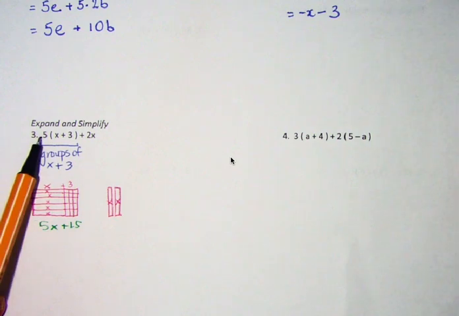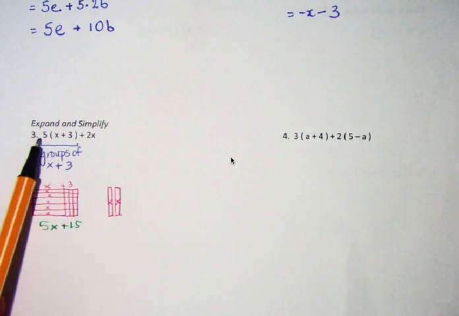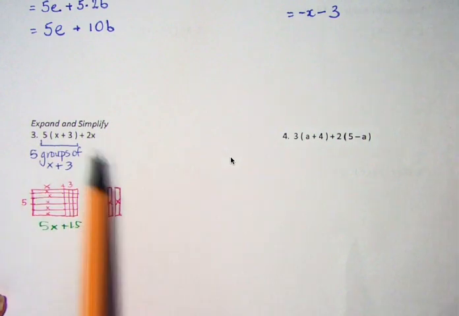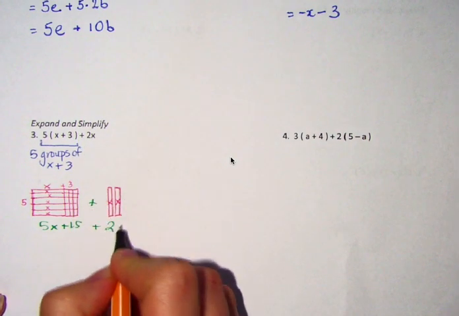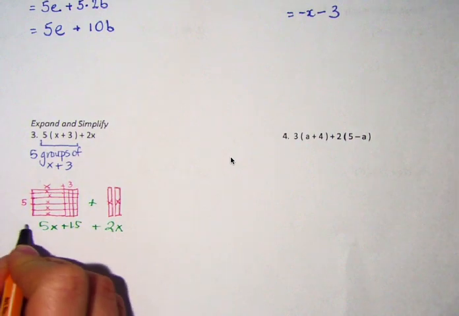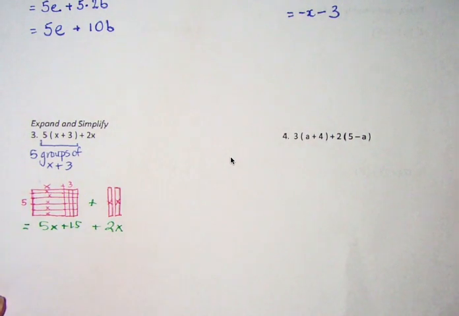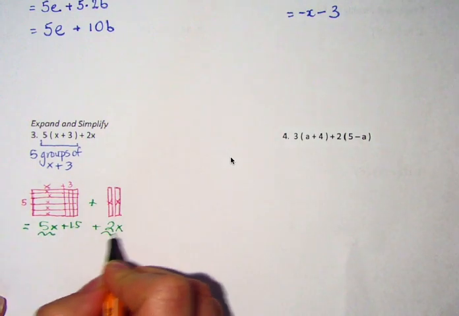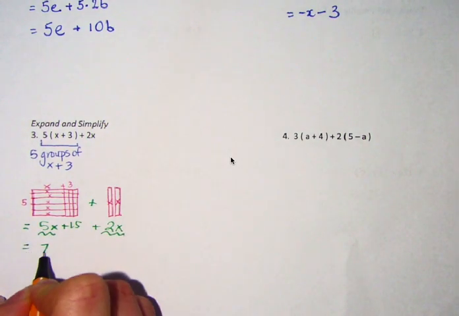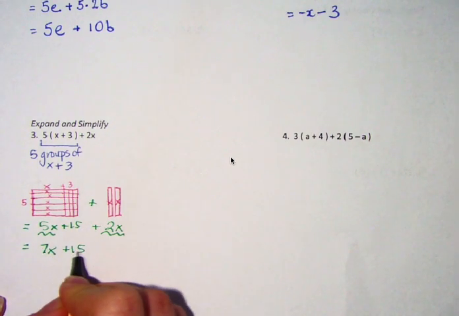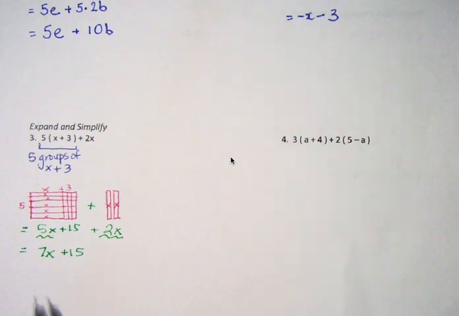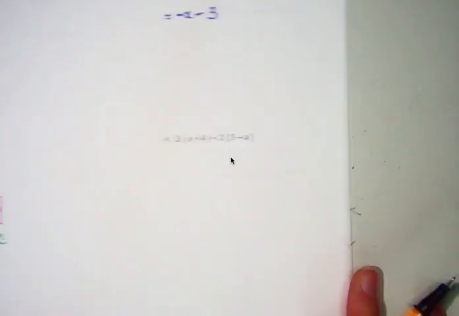If we check that, 5 lots of x is 5x, 5 lots of 3 is 15. But then we also want to add in these 2 x's. So when we add in those 2 x's, now we have a problem where we can actually simplify 1 step further. I'm noticing that we have 5 x's here and 2 x's here. That means we have 7 x's, and then you have to add the 15. Good. And I can't take it any further because they're not like terms. Excellent. Okay, last one of the examples.